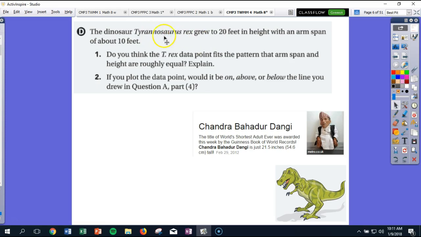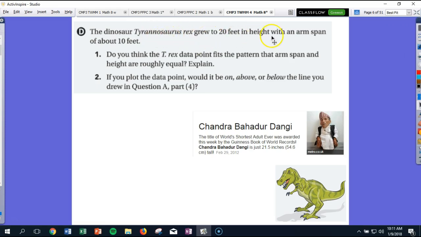Finally, in D, it talks about Tyrannosaurus rex. He's 20 feet tall with an arm span of 10 feet. Do you think his data point fits in the arm span equals height? And if you plot the data, would it be on, above, or below the line?